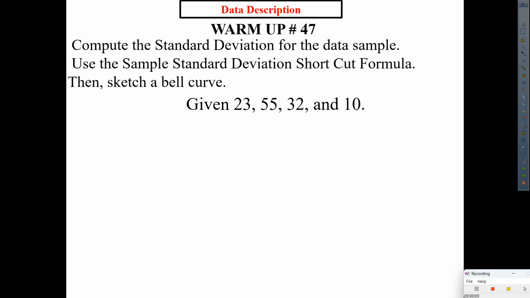Whoop, whoop. Warm-up number 47 should come up on your screen. It says compute the standard deviation for the data sample. Use the sample standard deviation shortcut formula. However, the extra task that I'm asking you to do is get a bell curve ready after you find your standard deviation. And the data given is 283, 55, 32, and 10.